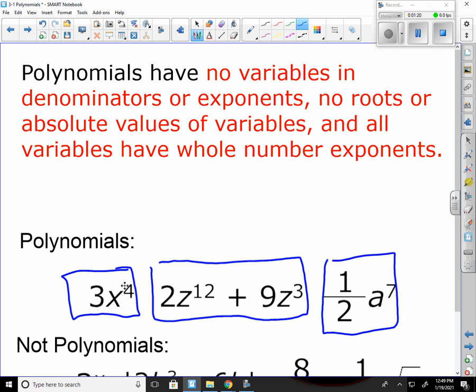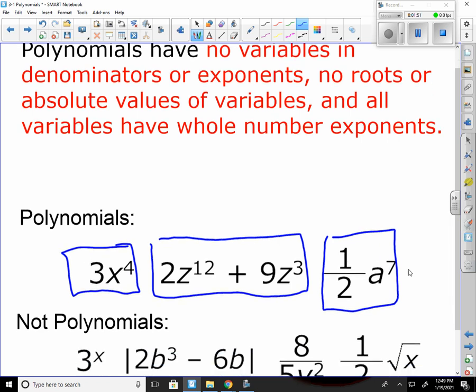3x to the fourth is a polynomial, and that would be a monomial because there's only one term. 2z to the 12th plus 9z to the third is a polynomial. And 1/2 a to the 7th is also a polynomial. See, there are no variables in my denominators, and I don't have a variable as an exponent. There are no letters in the denominator or the exponents.